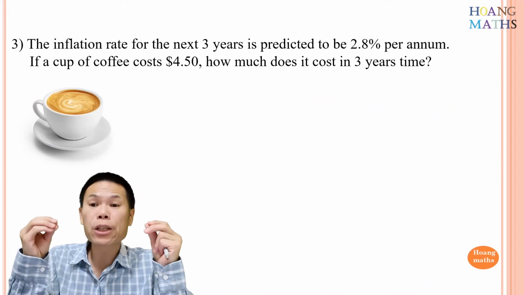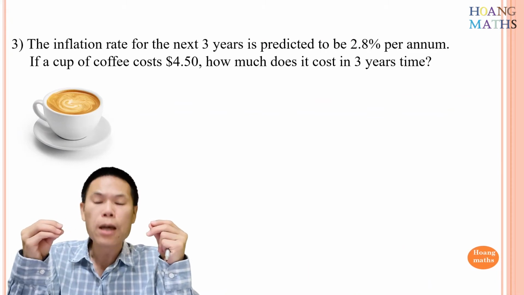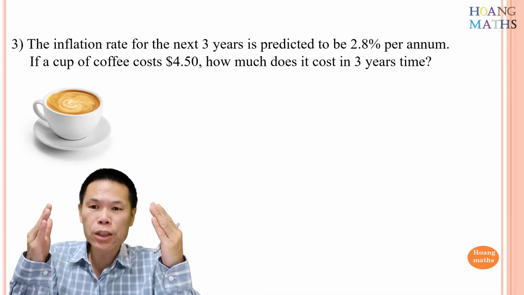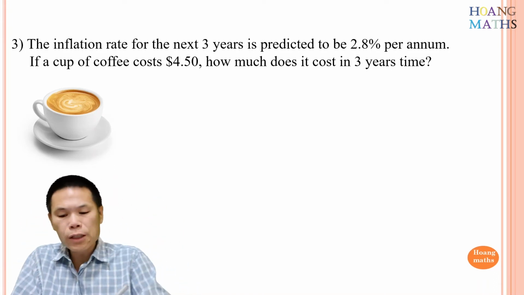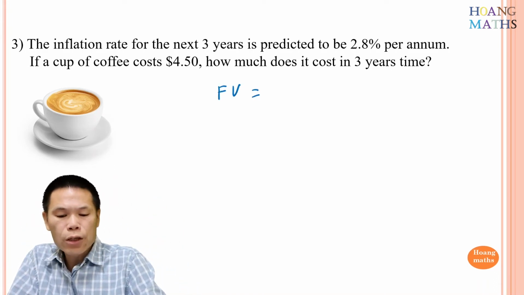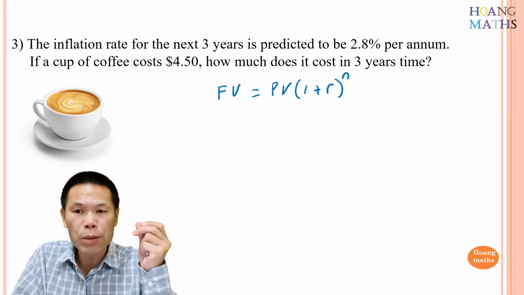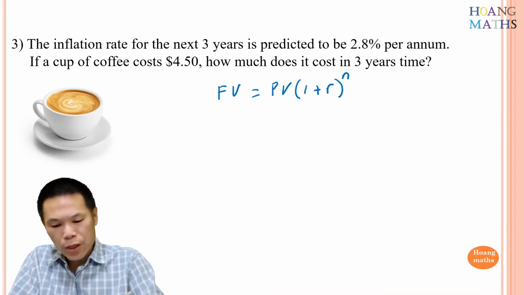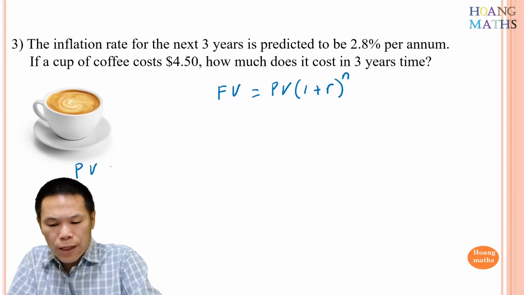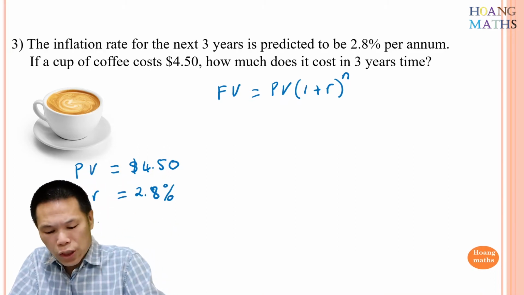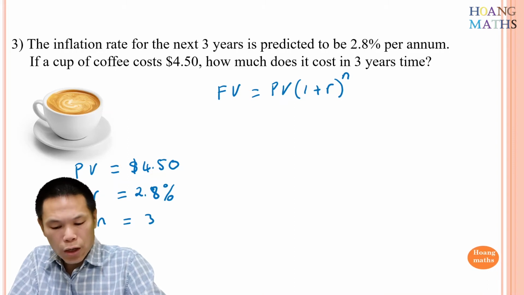Next one. The inflation rate for the next 3 years is predicted to be 2.8% per annum. If a cup of coffee costs $4.50, how much does it cost in 3 years' time? First of all, the future value is equal to present value (1 + R) to the power of N, or A is equal to P (1 + R) to the power of N, if you like. The present value PV is $4.50, the inflation rate is 2.8% per annum, and the time is 3 years, so N is 3.